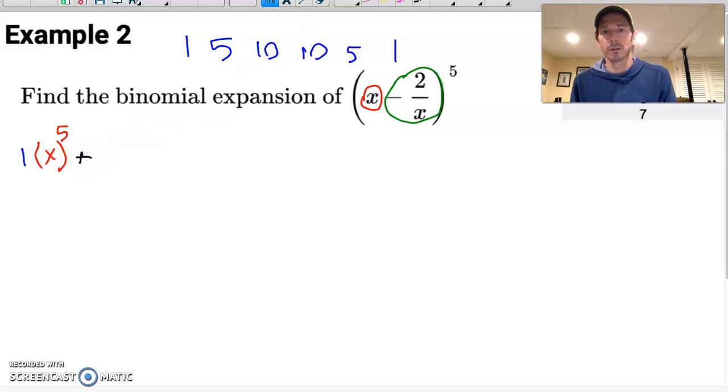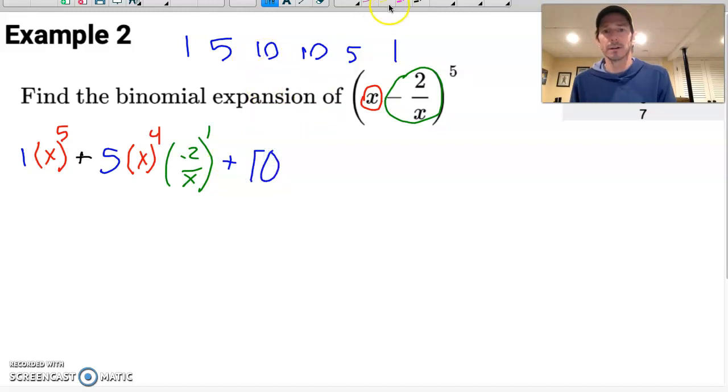Then I'm going to come over here and write my coefficient of 5. I'm getting that right from here. X is now going to get a 4th power. And the B value, which is negative 2 over x, gets 1. Again, these have to add up to 5 every time I go. I continue with, oops, that's going to be a 10 now.